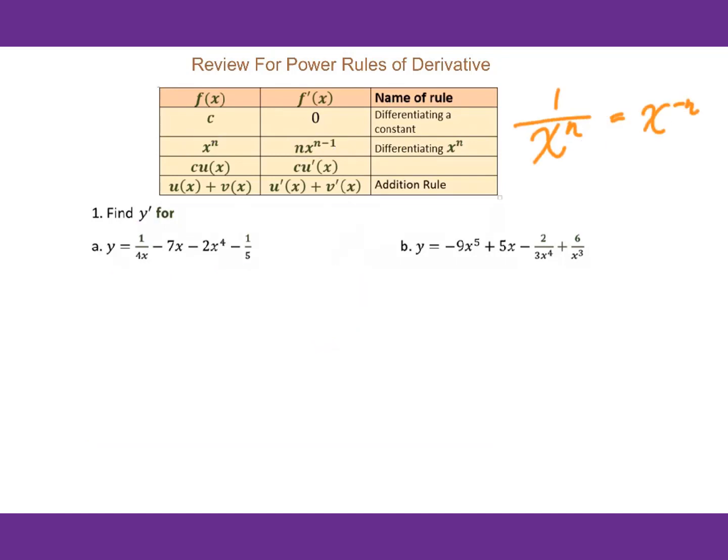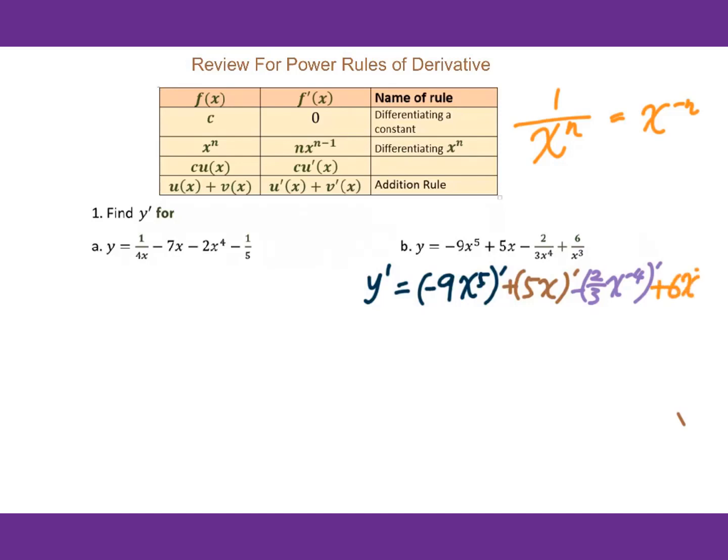Now let's go to B. y prime equals negative 9x to the fifth power, we do derivative. Plus 5x, derivative. Minus 2 over 3 x to the negative fourth power, we do derivative. Then plus 6 times x to the negative third power, we do derivative.